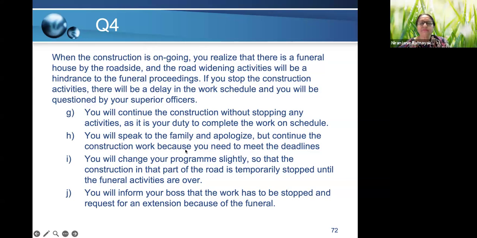However, it's good if you can accommodate the people, the public. G is not good. H, maybe. I would go with I. Right?